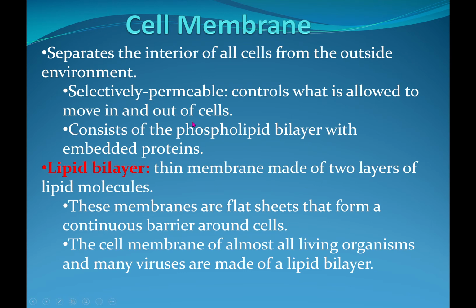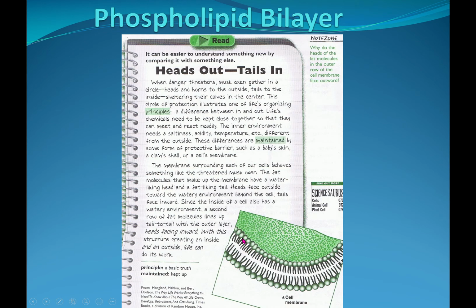And it also consists of a phospholipid bilayer. This phospholipid bilayer has proteins embedded, and you're going to see that it's a thin membrane made up of a fat, two layers of fat. And we're going to see that here. Here are the two layers of the phospholipid bilayer. The fat's in the middle, and the water's on the inside and on the outside. The head's like water, the tail's like fat. So they line up in two rows. Here's one layer, here's the second layer. And we'll talk about that more.